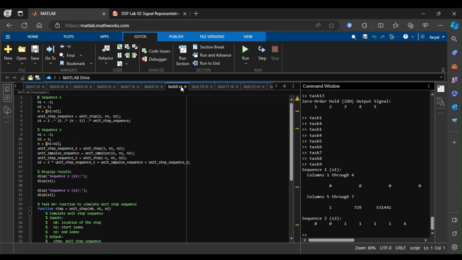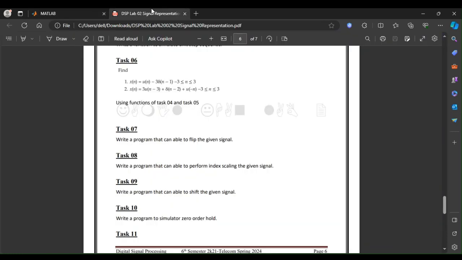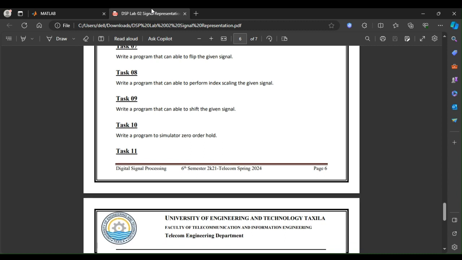Now this code defines the unit step and impulse functions to simulate a sequence, and then calculates the values of the sequences, that is x1 of n and x2 of n, using the functions based on the given conditions, that is u of n minus 3 and impulse of n minus 1 with a range of minus 3 to 3. Then task 7 is to write a function that is able to flip the given signal. Then task 8 is to scale the signal, and task 9 is to shift the given signal.